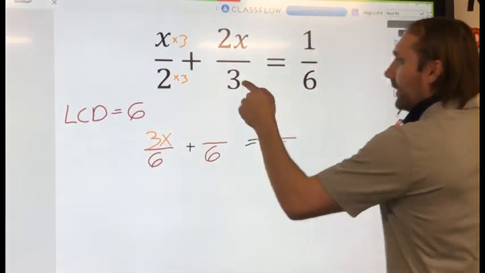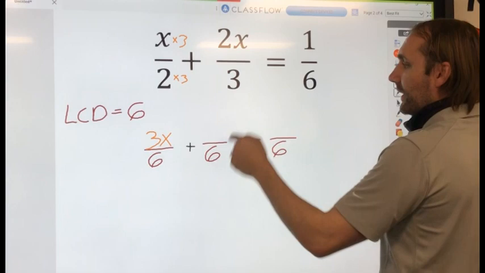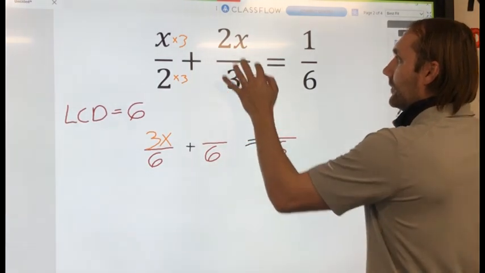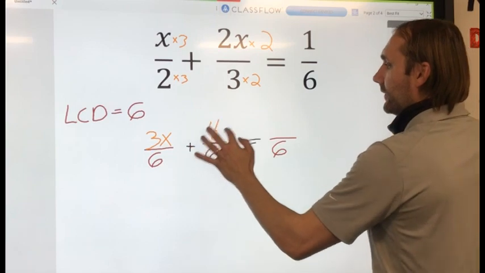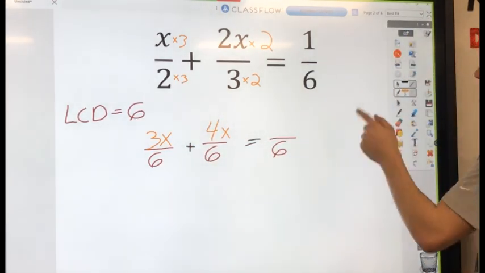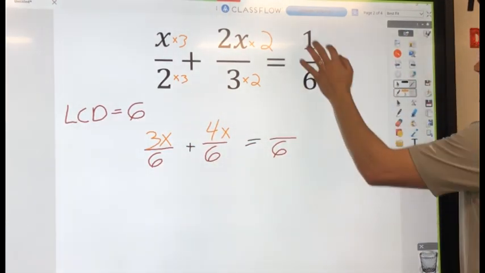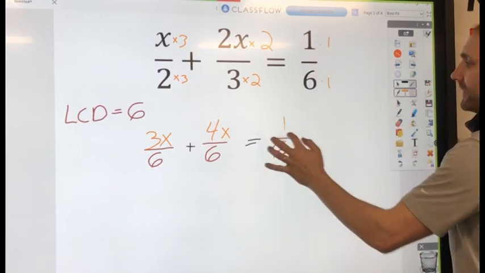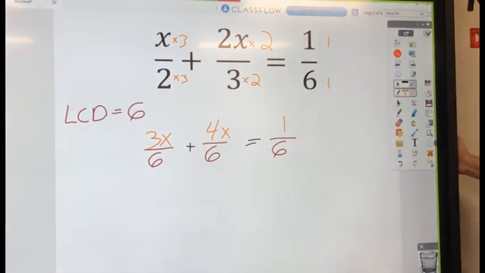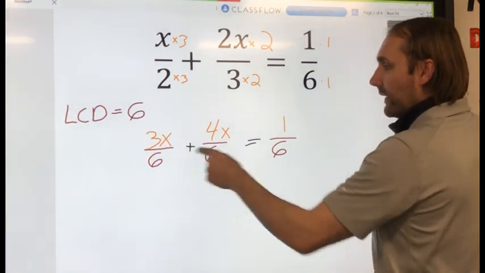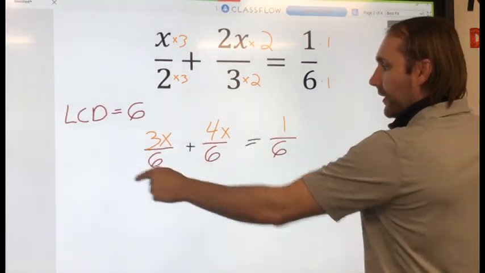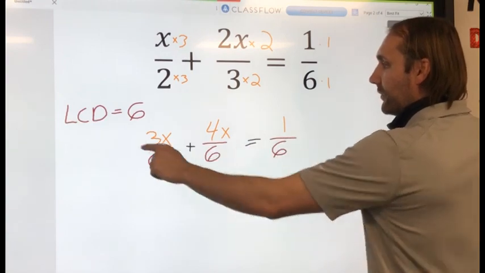3x. The next fraction, how do I get from 3 to 6? I multiply by 2. So I'll multiply the top by 2. 2x times 2 is a 4x. And then 6 times 1 is 6. So I'll multiply the top and the bottom by 1, and that gives me 1 over 6. Now what the second method is saying, now that you have the denominators that are equal, we could forget about the denominators. We're already good to go. They're equal. Now we need to worry about the numerators.